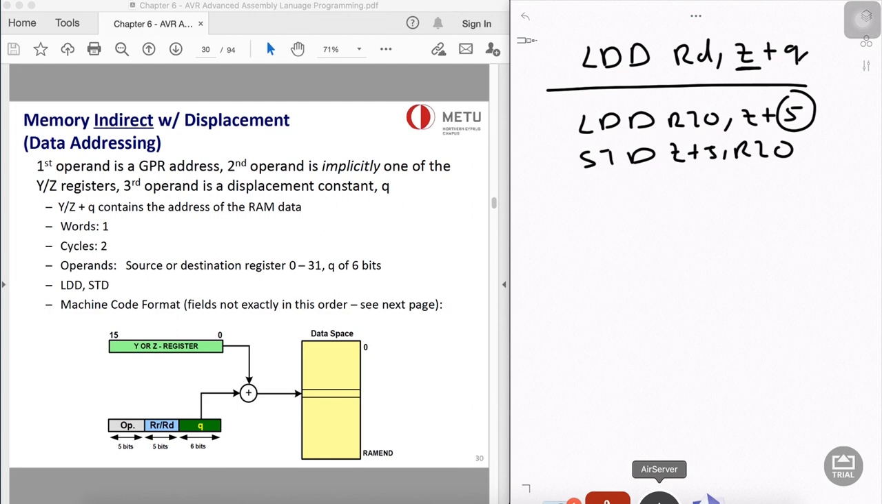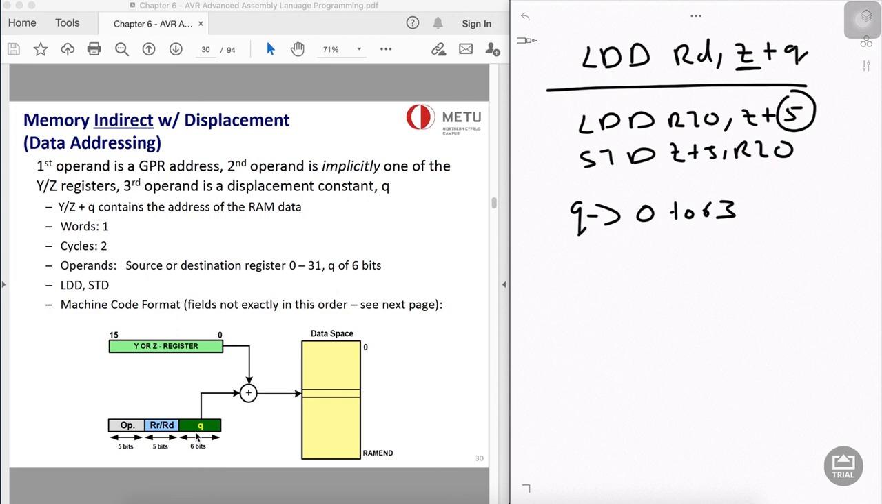Now, Q can be a number between 0 to 63, and RD is just any general purpose register, GPR. So you can see how this is operating. We have got the Y and Z register. There's an opcode and the 6-bit Q, which is how many bytes after the location that you want to read. You just specify that in Q and you can perform that operation.